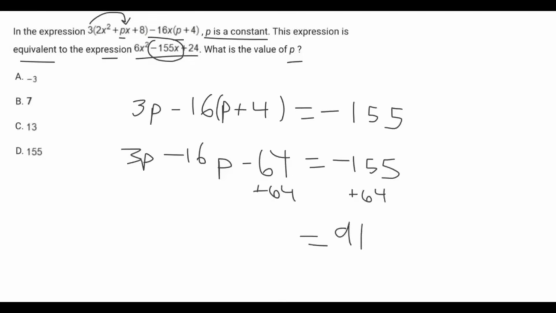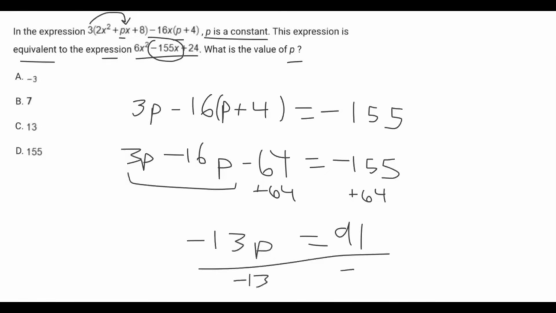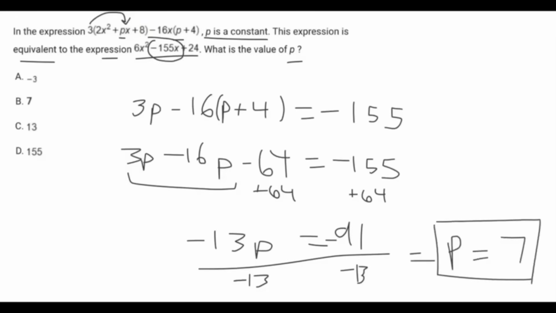And so now we're left with 3p minus 16p on the left side, and that will give us negative 13p. All right, and we can divide by negative 13. Oh, I actually made a mistake here. It's negative 91. That makes sense because a negative over a negative. So negative 91 divided by negative 13 gives us p is equivalent to 7. All right, so our answer choice is B.